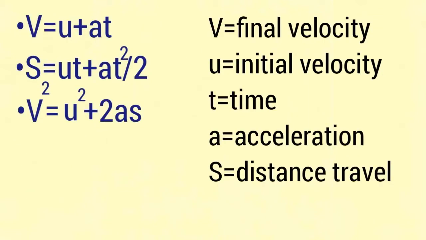Next are some of the equations connecting final velocity, initial velocity, time, acceleration and distance. v equal to u plus at. s equal to ut plus half at square. v square equal to u square plus 2as. Here v is the final velocity, u is the initial velocity, t is time interval, a is acceleration and s is distance travelled.